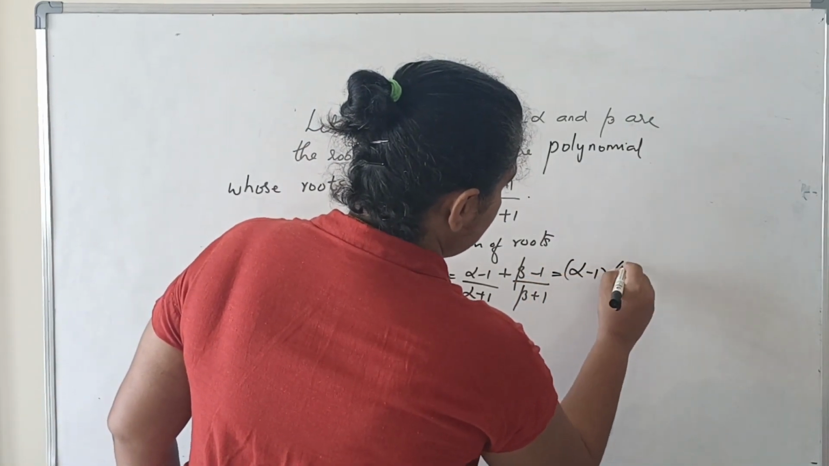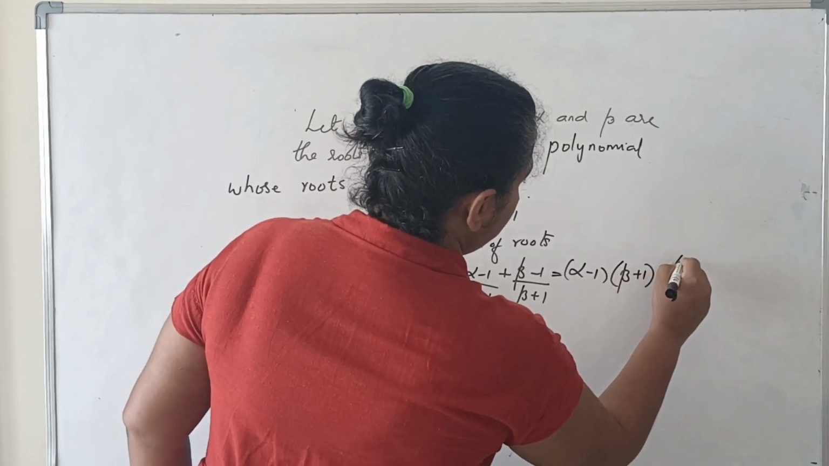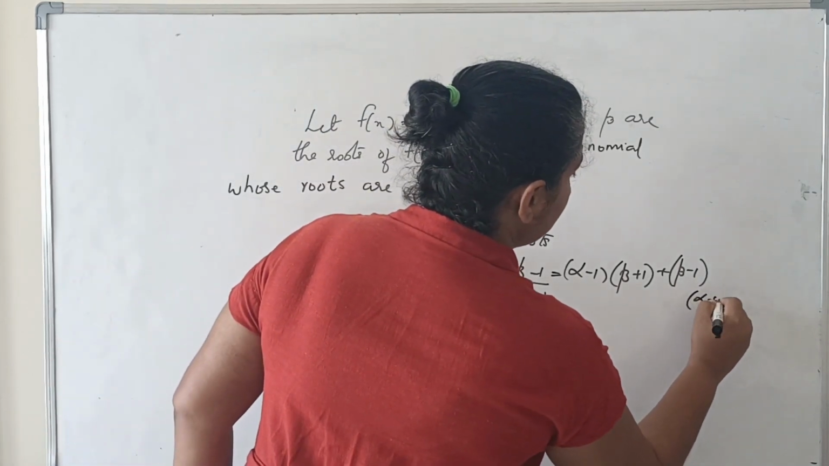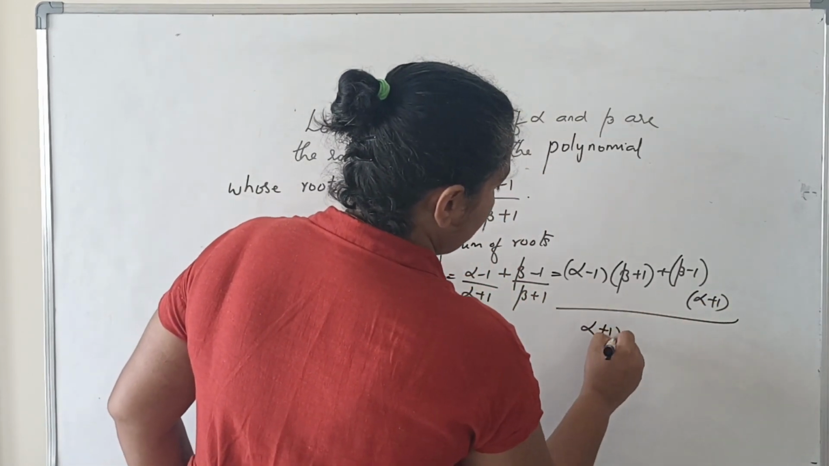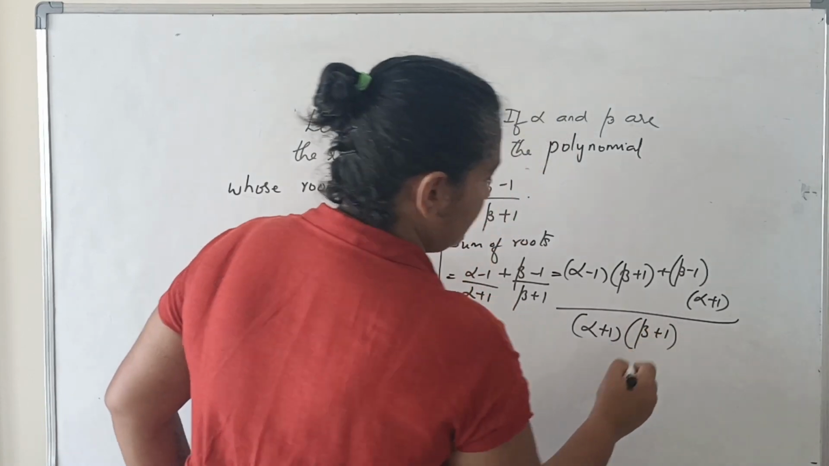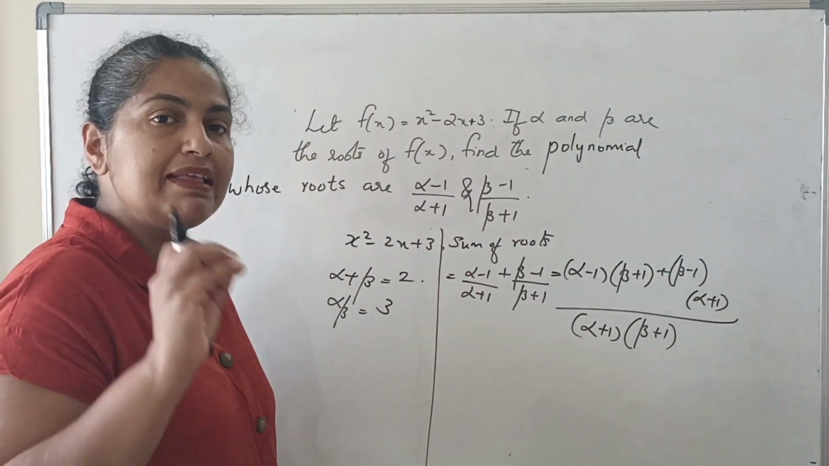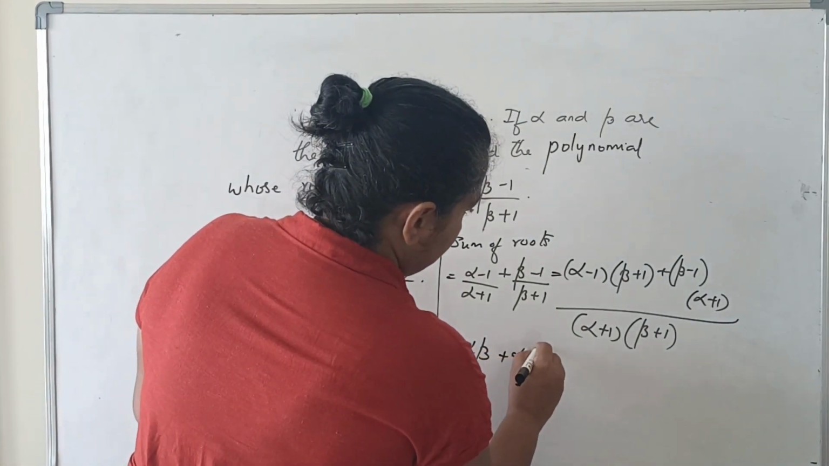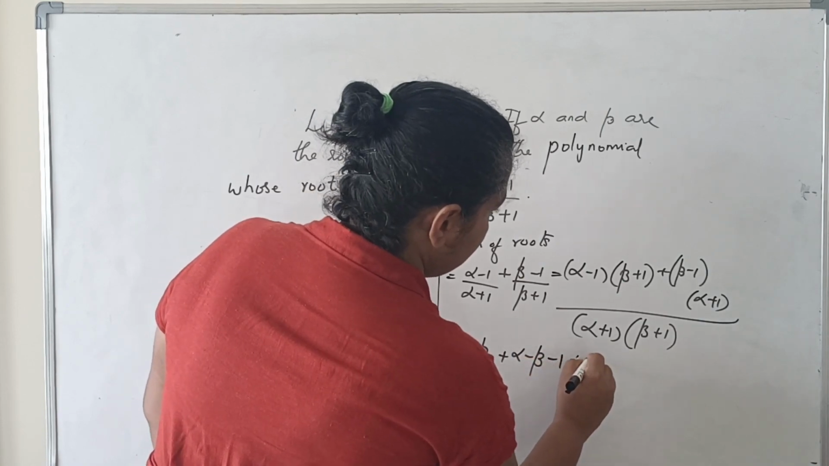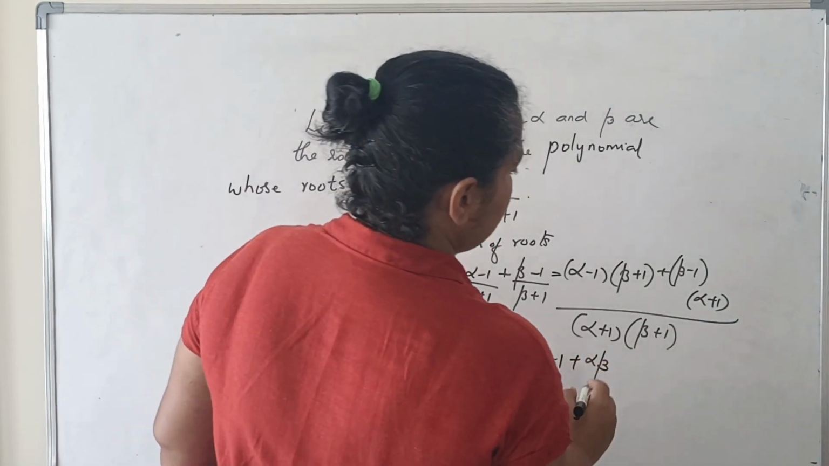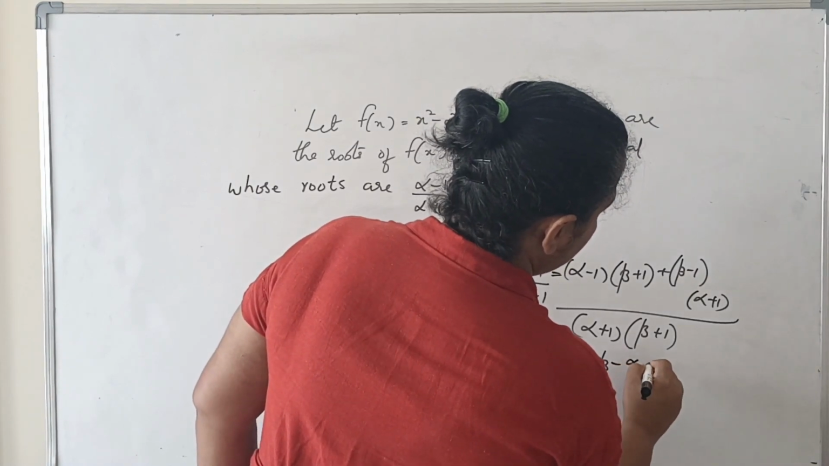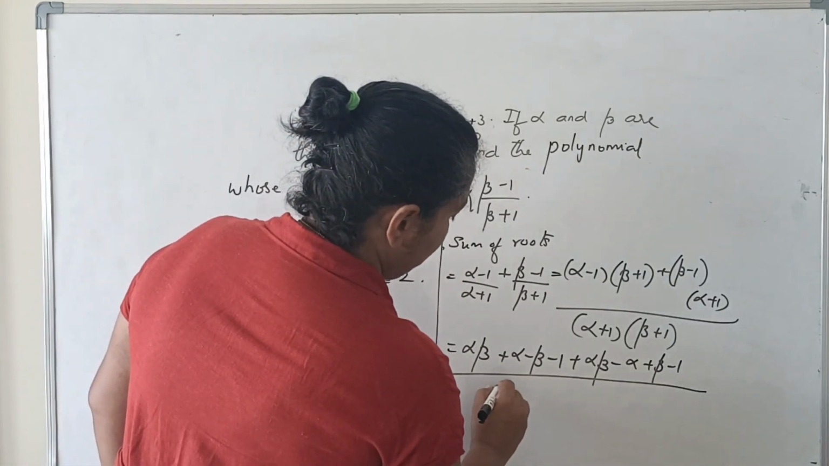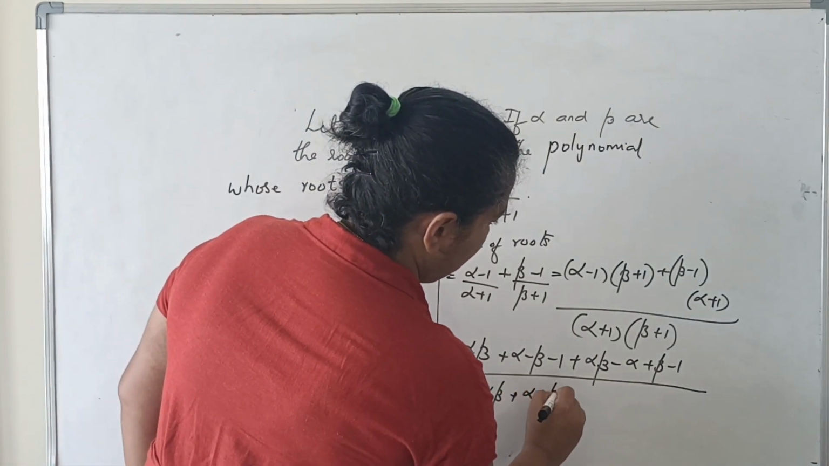So alpha minus 1 into beta plus 1 plus beta minus 1 into alpha plus 1. In the denominator, you have alpha plus 1 into beta plus 1. Okay. Now let us open the bracket, basic binomial multiplication. So you will have alpha beta minus alpha plus beta minus 1. And here you have alpha beta plus beta plus 1.